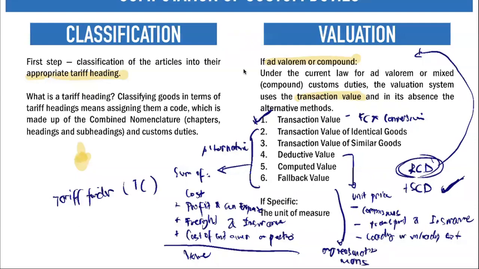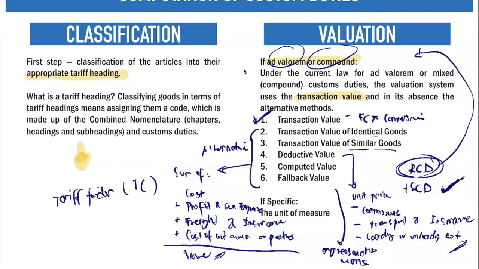Okay. Again, how do we value ad valorem or compound items? First, transaction value. If no transaction value, value of identical or similar goods. If no identical or similar goods, deductive value. How to compute for deductive value? This one. If no deductive value, computed value. How to compute for computed value? This one. If no computed value, you cannot really compute it at all, then a fallback value. Any reasonable means to determine the value of that property. Why? Because it is ad valorem or compound.